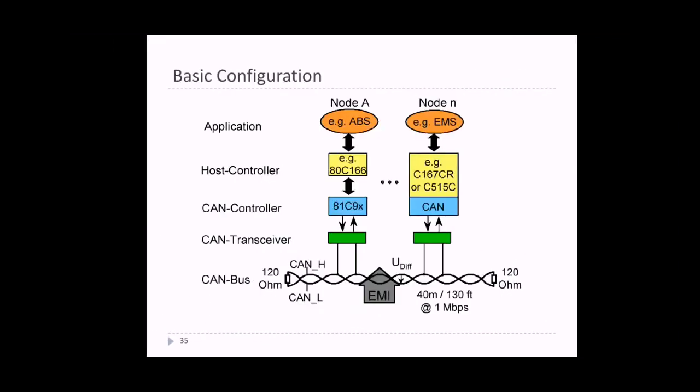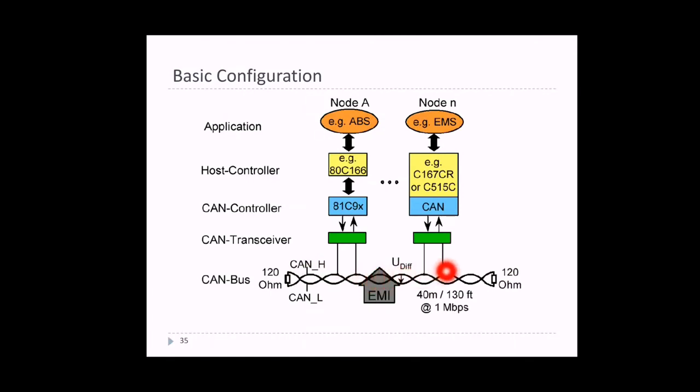Then the basic configuration, here node A up to node N, for example ABS, example EMS. These are all host controllers, this is a microcontroller, this is also another controller. This is the CAN controller. The CAN controller is invariably configured with the host controller as well as the CAN transceiver. This CAN transceiver will transmit, and again it will send to this. Again, to avoid EMI, we have the 120 ohm resistance as well as the shielded pair.